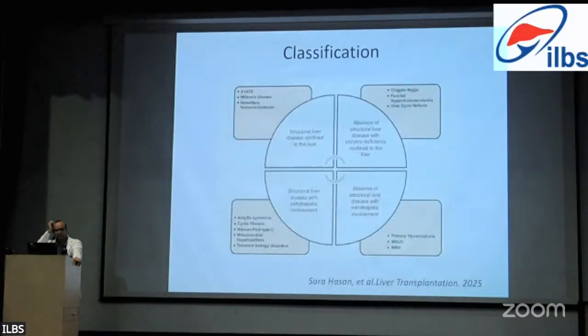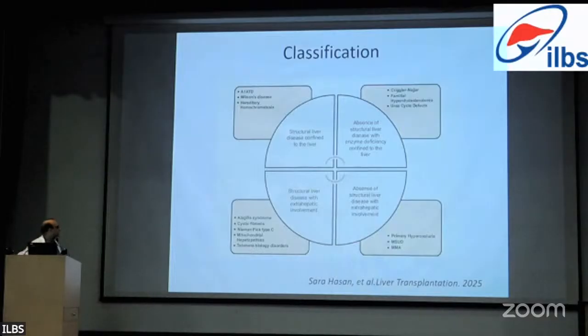So coming to the classification, which is very close to our interest, we can divide whether the liver is normal or not normal, and whether there are extrahepatic manifestations or no extrahepatic manifestations. In this simplified classification, first we go with structural liver disease that is confined to the liver. The liver has developed cirrhosis, HCC, or present as decompensated liver disease, or occasionally like acute liver failure. The common one is alpha-1 antitrypsin deficiency. Next comes Wilson's disease and hereditary hemochromatosis.